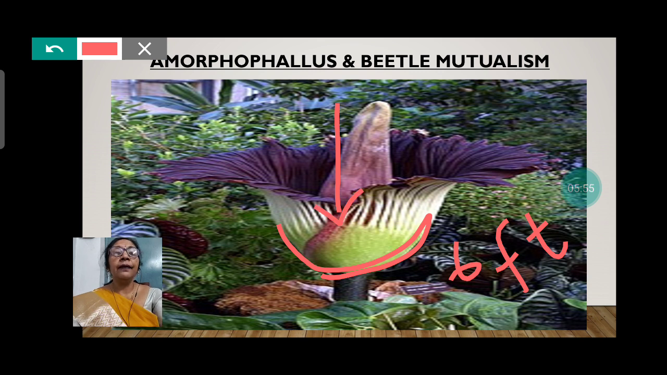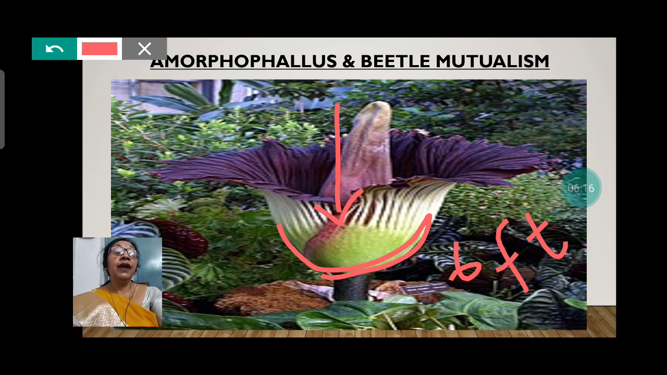While they are coming to lay the eggs, in that process it may lead to pollination. So in that way there is a mutually beneficial relation: the flower is getting pollinated, and in return the beetles are getting a place for oviposition, that is, laying eggs.